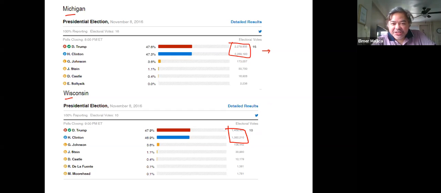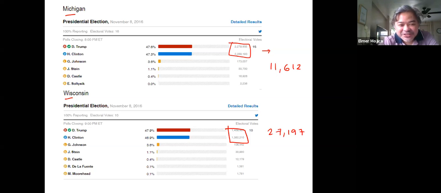What's the difference in Michigan? How many votes? 2,279,805 minus 2,268,193. So that's just around 11,000 votes. And the other one, 1,409,407 minus 1,382,210. So that's around what? 27,197 votes.